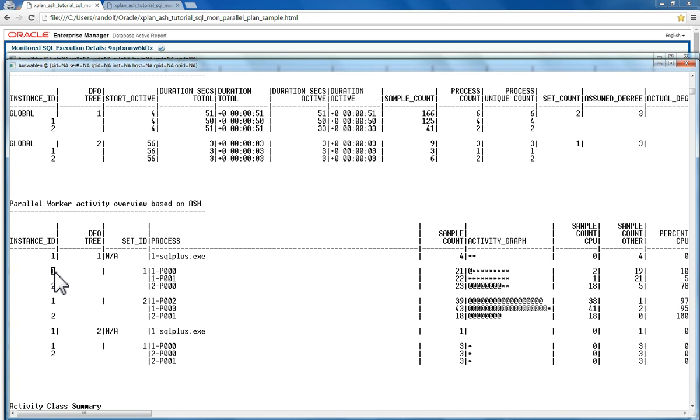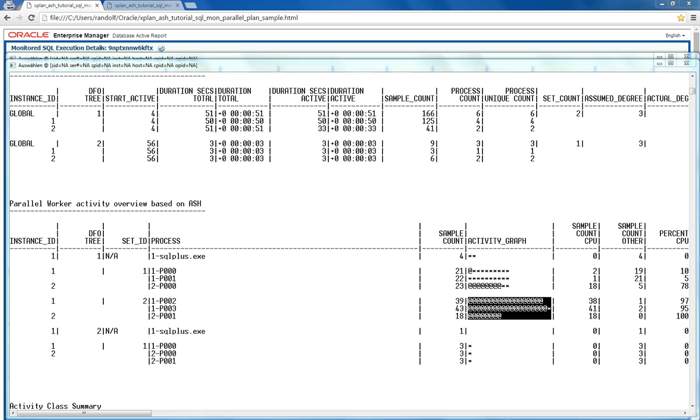So for the instance ID number 1, the process names will be prefixed with this 1, and for the instance ID 2 here the process names will be prefixed with this 2, and so on. I prefer this representation here where this information is still organized by DFO tree and set, and then we basically get here from all involved instances the processes per set shown, because it then still allows us to tell whether we have a good distribution of work within these sets or not.